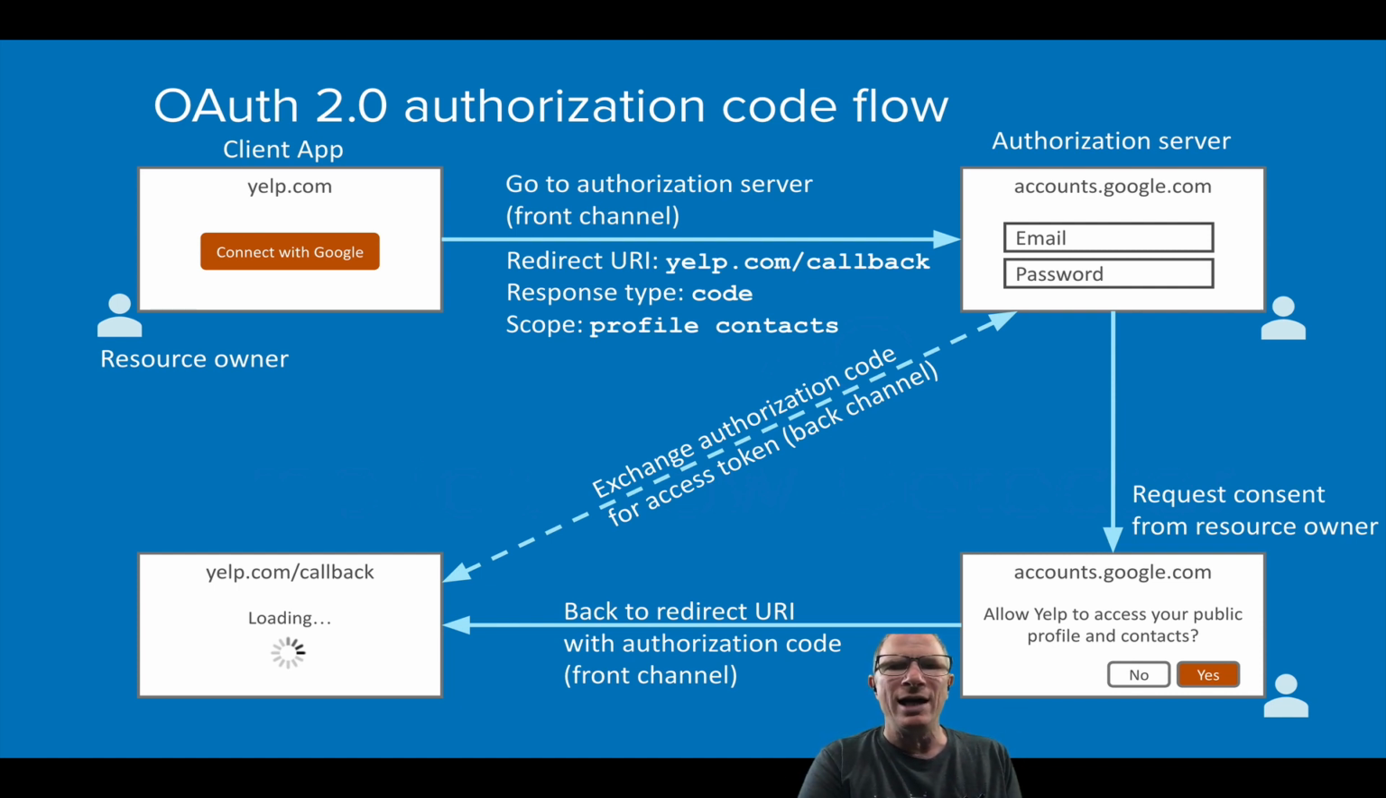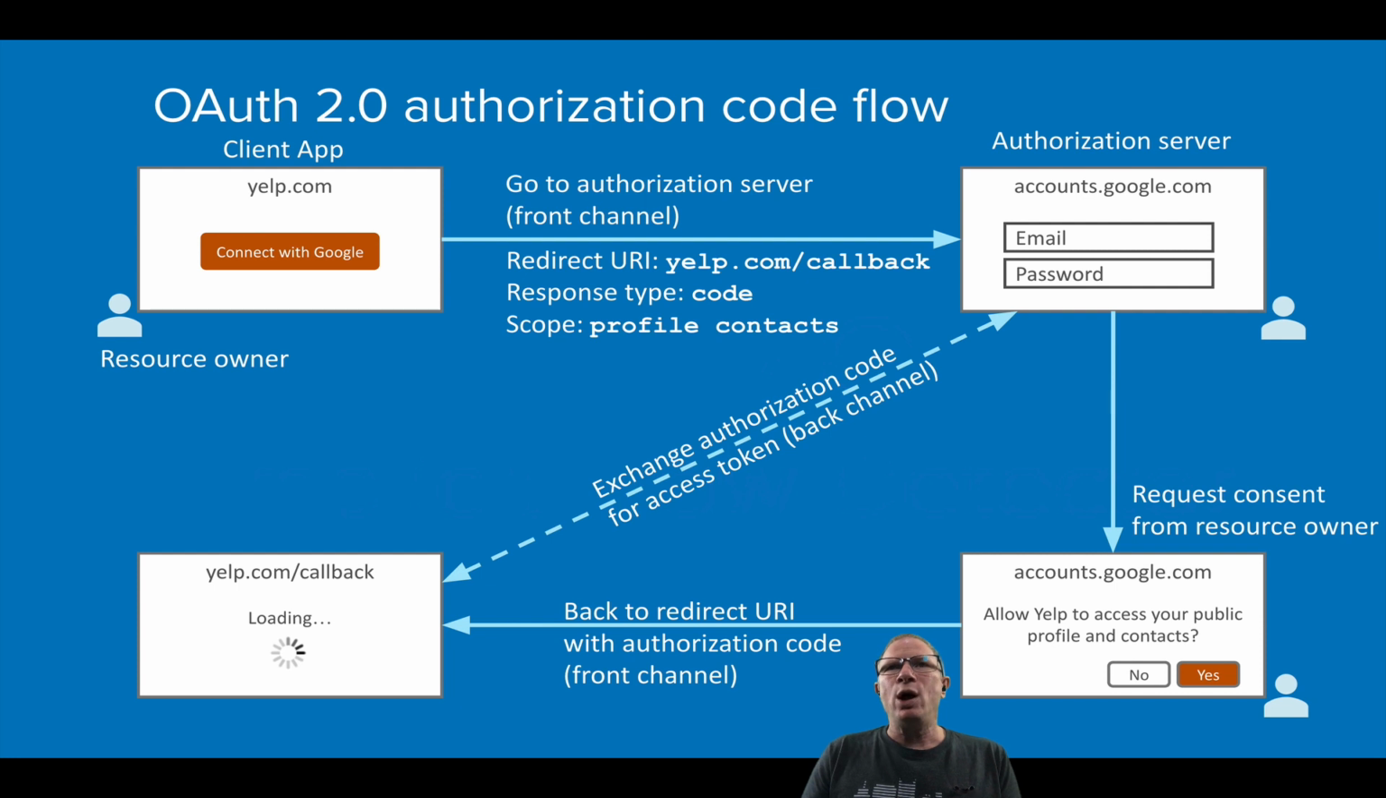And you may notice in the diagram, I have solid lines and dotted lines. The dotted lines are what we call a back channel of communication. If you notice, the browser is not involved at this point. Yelp.com, in this case, let's say it's a .NET app. So the .NET app is communicating directly with Google in order to exchange the authorization code for an access token.